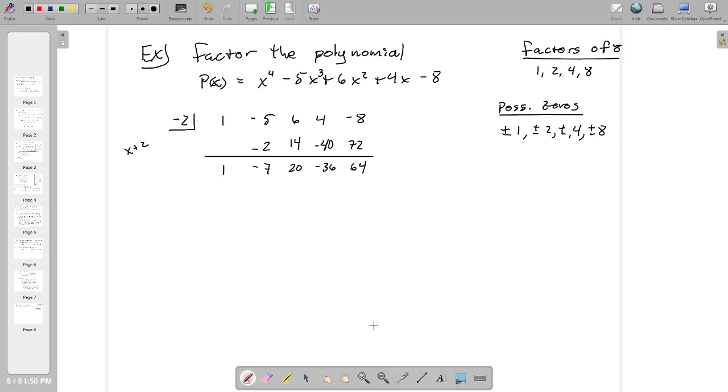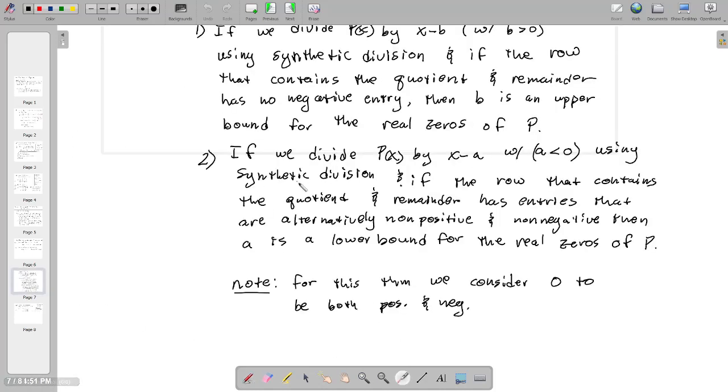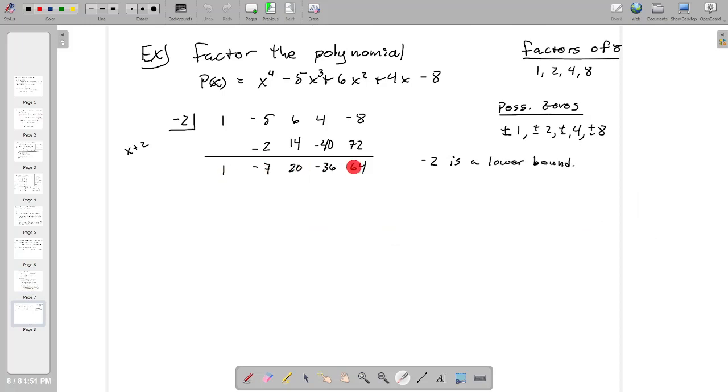I want you to notice this is the row that contains the quotient and the remainder. Notice that they alternate signs. We have a positive, negative, positive, negative, positive. What that means is -2 is a lower bound. So from this theorem, if we divide P of x by x minus a using synthetic division, and if the row that contains the quotient and remainder has entries that are alternatively non-positive and non-negative, so they alternate positive and negative, then that number is a lower bound.